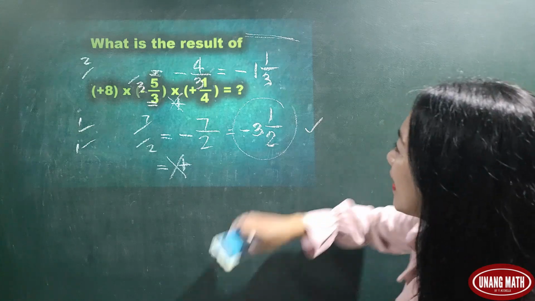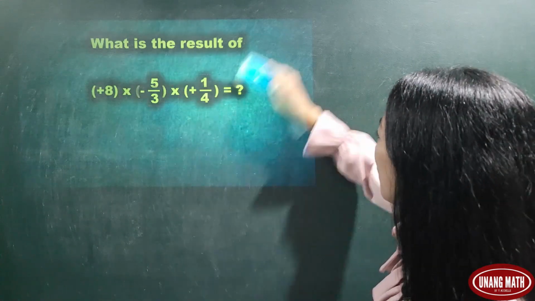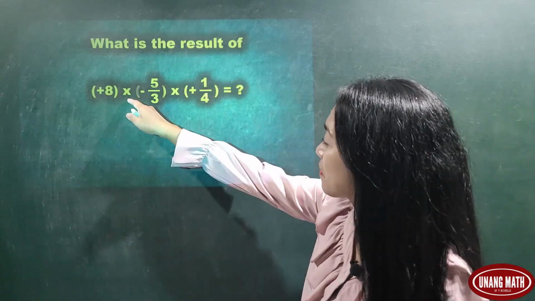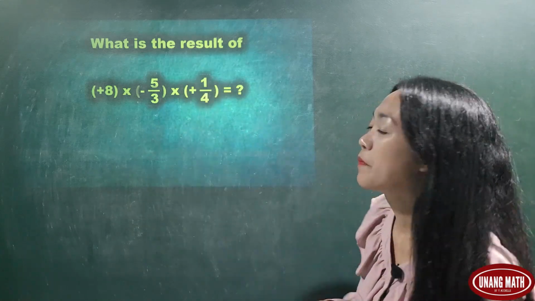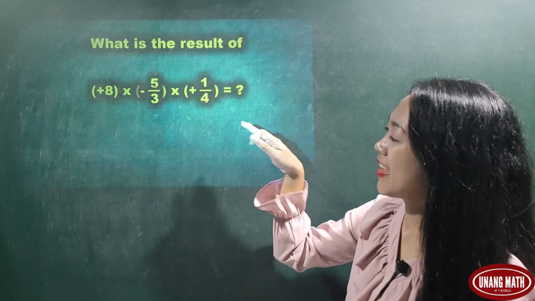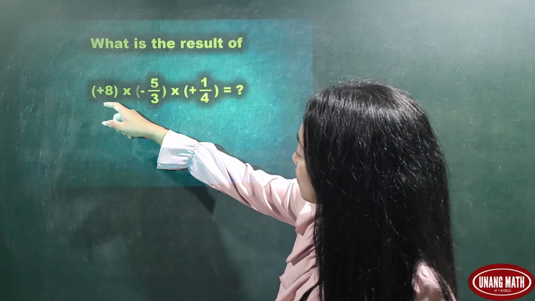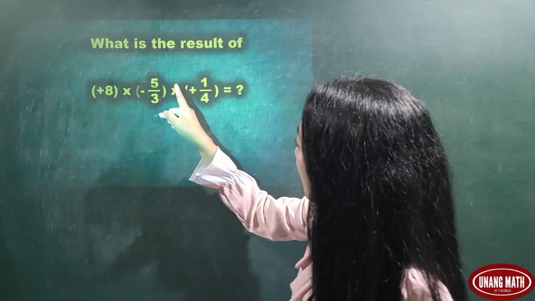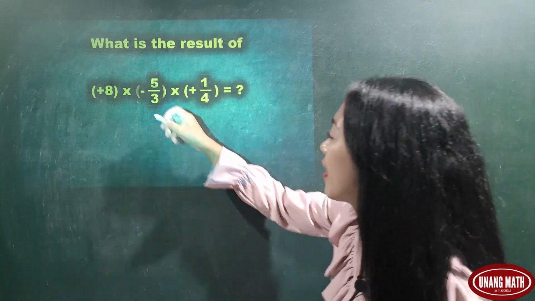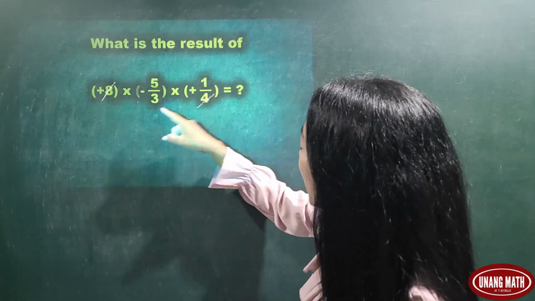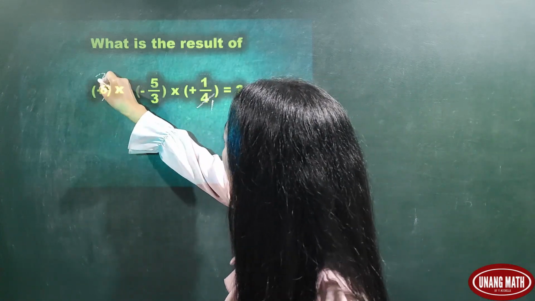Okay, let's move on. This time, let's find the result of positive 8 times negative 5 over 3 times positive 1 over 4. So we can apply here the multiplication properties. Let us multiply first positive 8 times positive 1 over 4, because both numbers are positive. We can simplify 8 and 4. The common factor is 4, so this becomes 1 and this becomes 2.